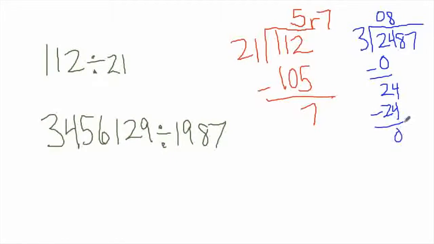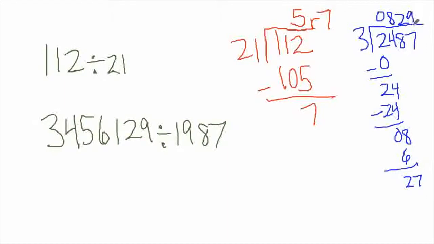So now I have 0 left over, but I have to keep dropping all the rest of the numbers one by one. I'll drop the 8. How many times does 3 go into 8? Well, it goes in 2 times, and so let's put a 2 there, and we'll subtract and see what's left over. 2. Now I drop the 7.